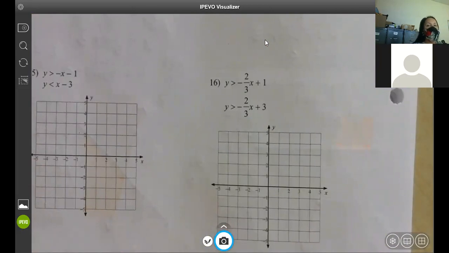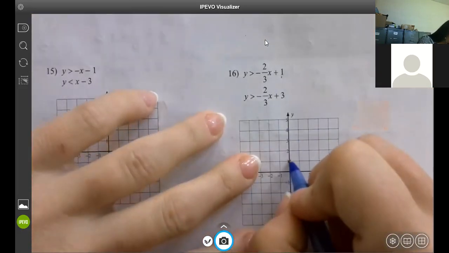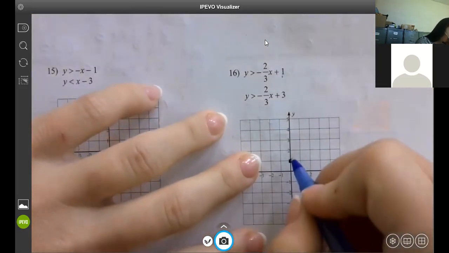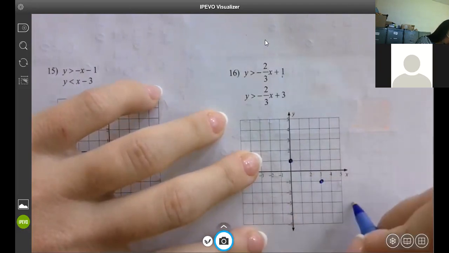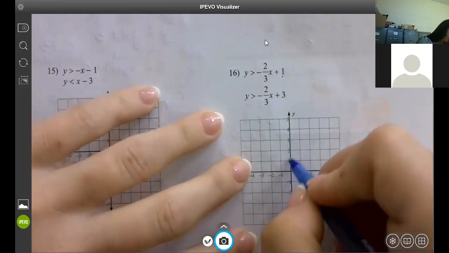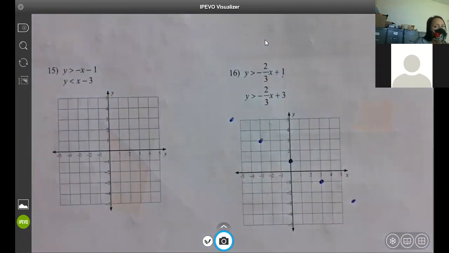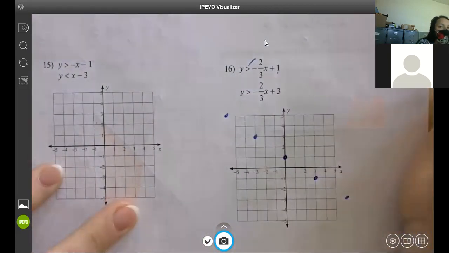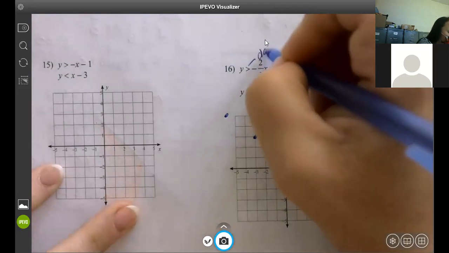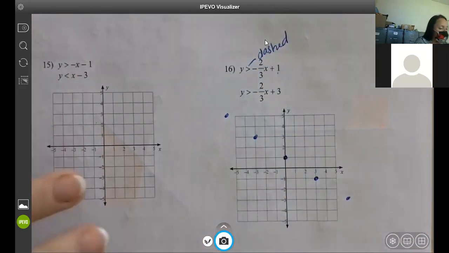All right. So when we look at 16, the first one, we start at positive 1. And we go down 2 and over 3. So something like this, or up 2 and over 3. Is it solid or dashed? It's going to be dashed. Why? Yeah, it doesn't have a line.